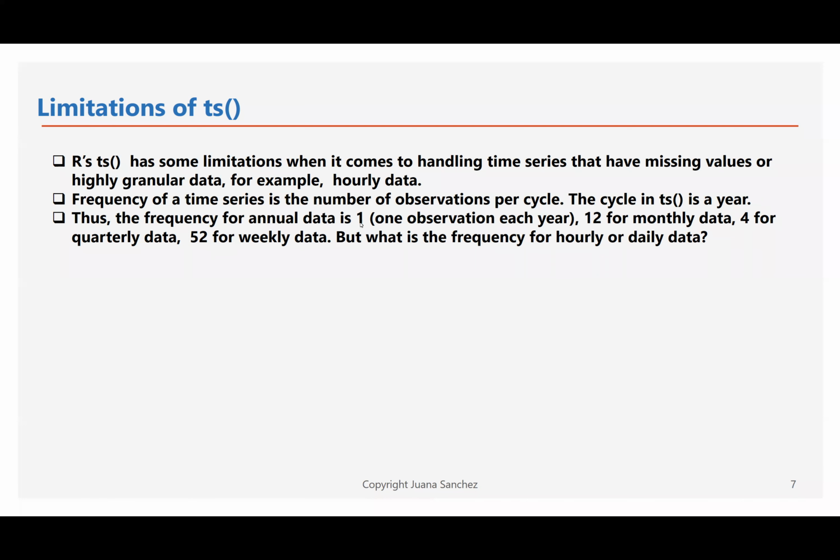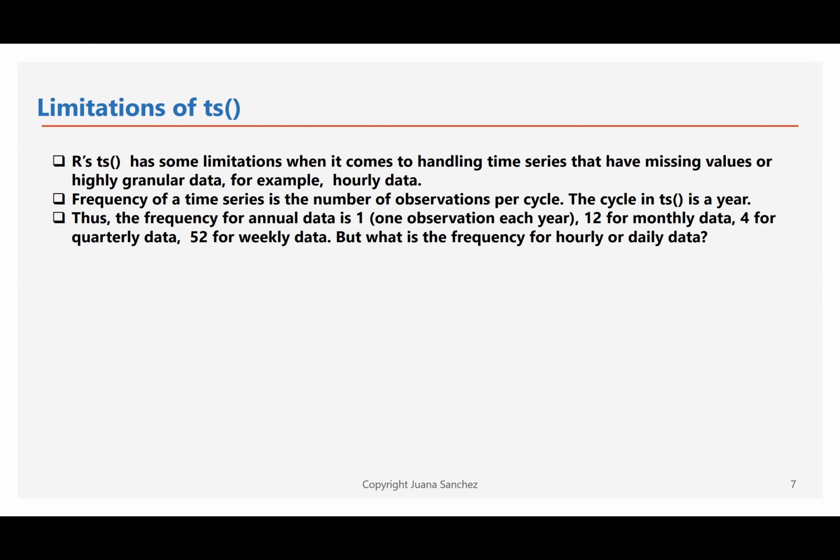So TS understands how many observations per year. So for annual data, the frequency is 1. For monthly data, the frequency is 12 observations per year. If the data is quarterly, there are 4 observations per year. If it's weekly, we start having problems. Are there really 52 weeks per year? And then when we get to hourly or daily data, it will have even more problems. How many hours per year? How many days per year? It depends. Sometimes we have leap years. Do you understand how we are starting not to have things so clear anymore when we use TS once you pass the monthly frequency?